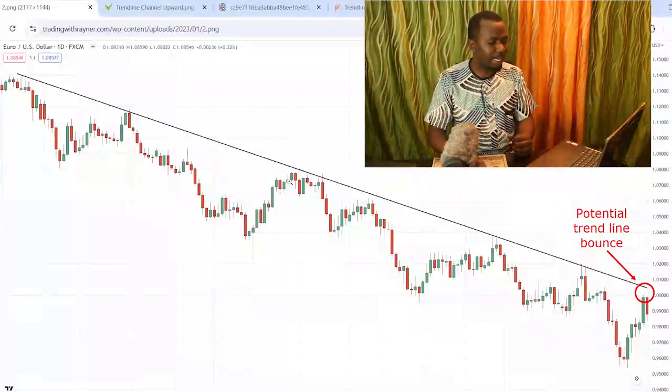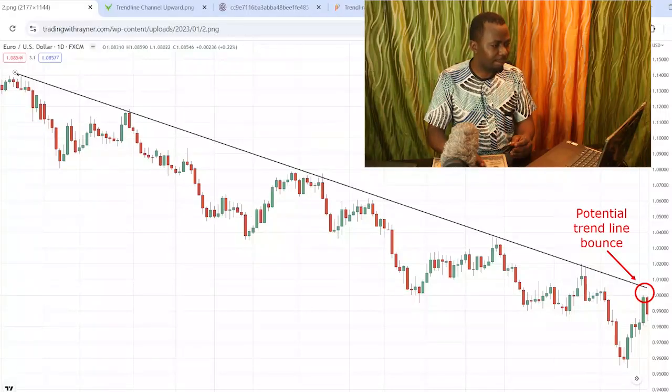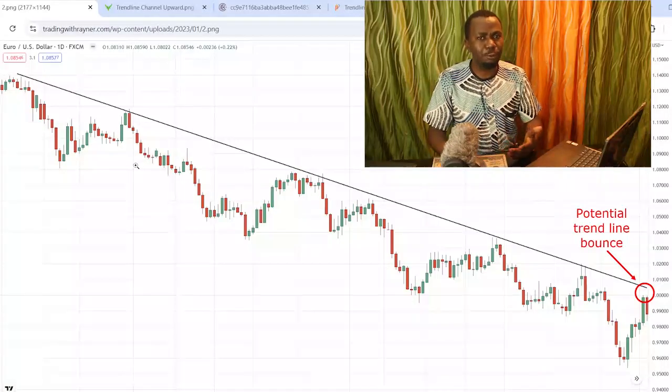So I'm going to go straight to the screen so that I will show you how a trend line looks like on a chart so that you understand what I'm talking about. So here is an example of a trend line. You can see this line. This is what we call a trend line. So trend lines are used during a trending market.